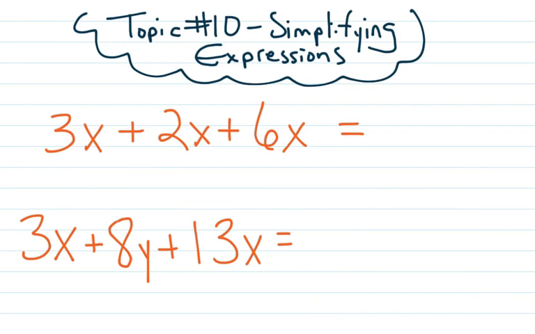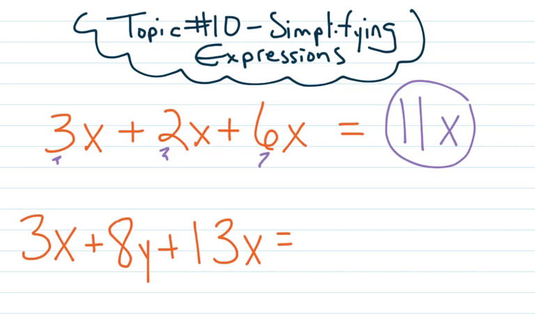Topic 10, simplifying expressions. We briefly talked about this, but anything that is a like term, when we call them alike, it means they're either both constants or they have the same variable. So in this first example, they all have different coefficients, but they all have the same variable x. So I could simplify this expression by adding up all those coefficients and putting it in front of an x. So 3 plus 2 plus 6 is 11, so that would be 11x. That's a simplified version of that.